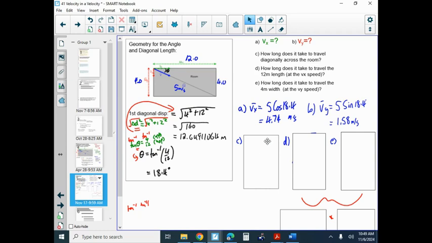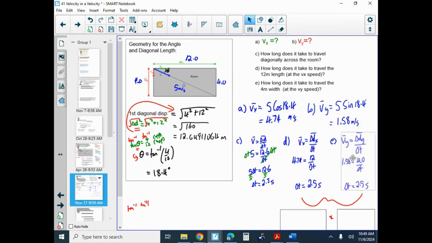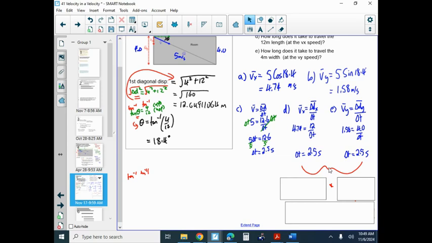Okay. So in C, how long does it travel diagonally across the room? That's just the 5 meters per second, and the displacement of the 12.6, just directly calculated, giving you 2.5. How long does it take to travel the horizontal displacement based on the horizontal velocity? Also gives you 2.5. And then the vertical, how long does it take to travel the vertical distance based on your vertical velocity? Also gives you 2.5, of course, right?